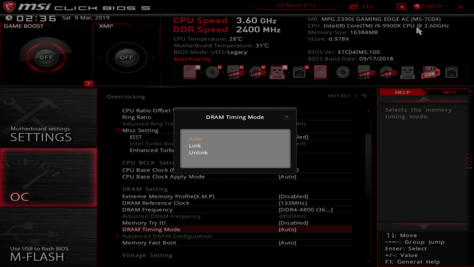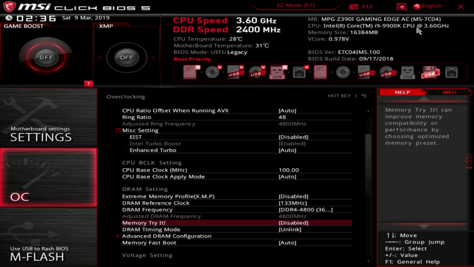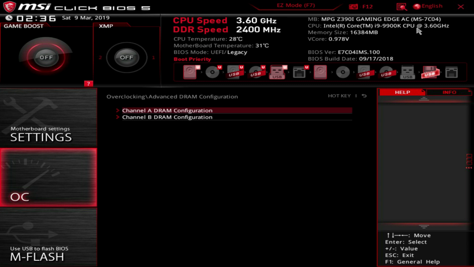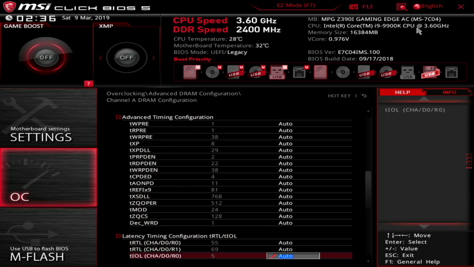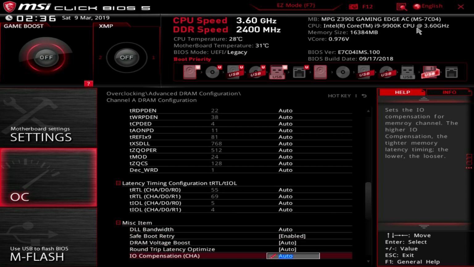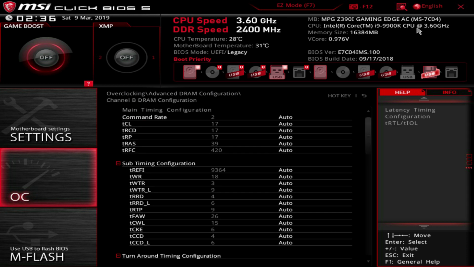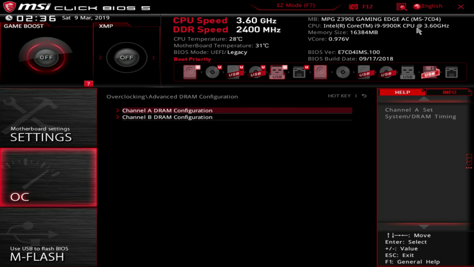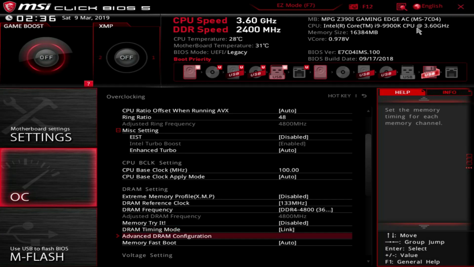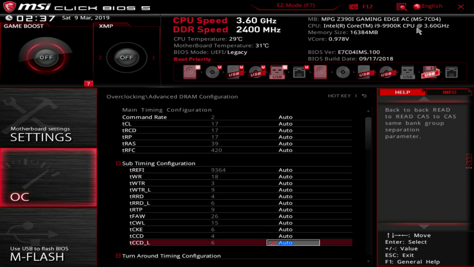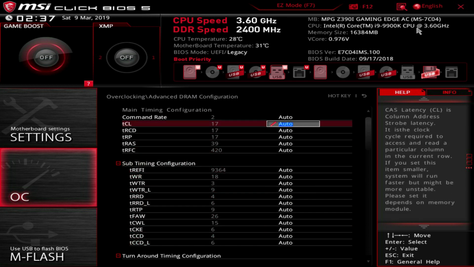Then we have DRAM timing mode, which has link and unlink. If you're in unlink mode, you get memory timings specific to each memory channel. So theoretically, you could get slightly better performance out of one of your memory channels by using the unlinked mode. It does also mean there's twice as many memory settings to adjust, so you're going to have a lot more work to do. Generally, most of the time, you're going to be just fine using link mode. Unlink is just if you really want to do more work and potentially gain zero performance, yeah, you can totally mess around with it. But in linked mode, the timings apply to both memory channels at the same time. Unlink gives you the option to set different settings for each.